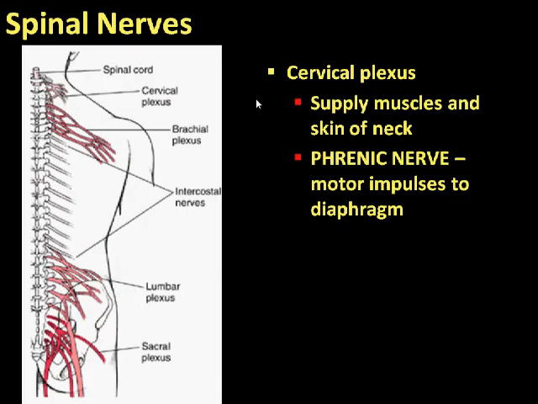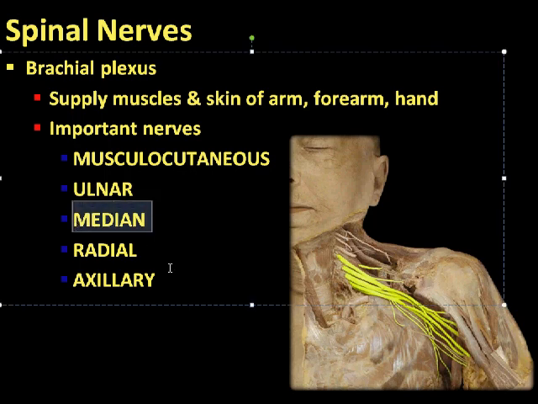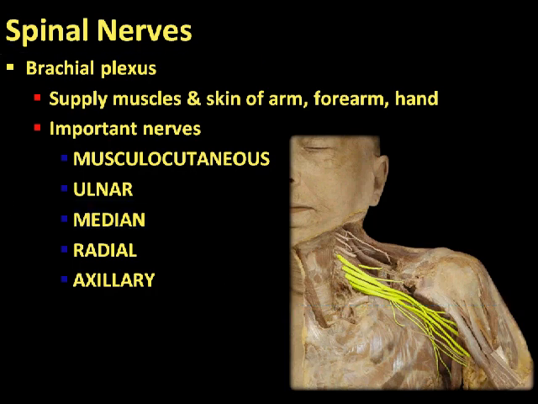One example would be the cervical plexus. This is the muscles of the neck, and the phrenic nerve, which is going through that cervical plexus. This is motor impulses to the diaphragm. Another example is the brachial plexus. This is the muscles of the arm, forearm, and hand. Here's one nerve that you probably have already looked up since you did the reflex lab, the median nerve, which is supplying innervation to the upper arm, lower arm, and forearm.